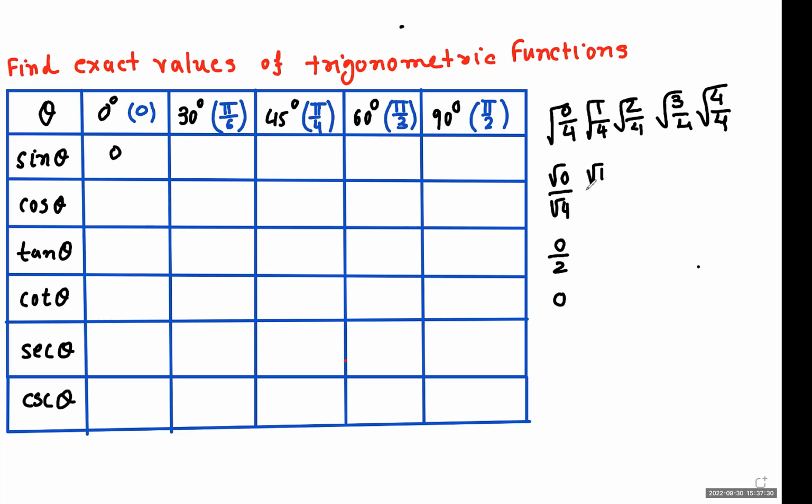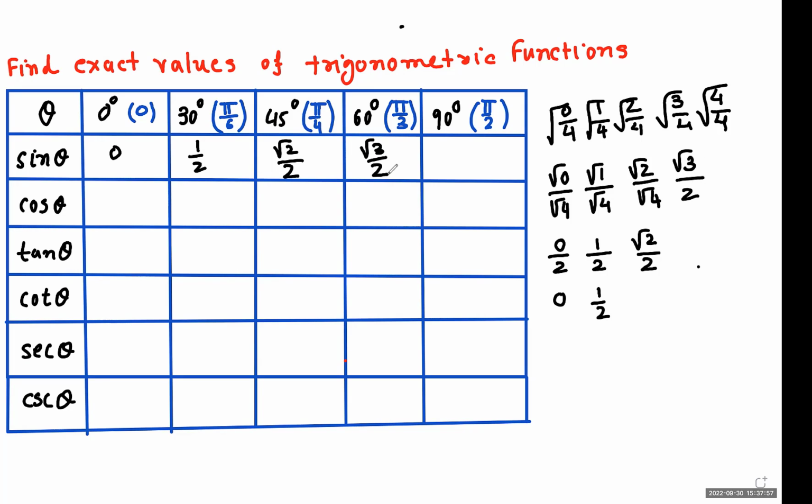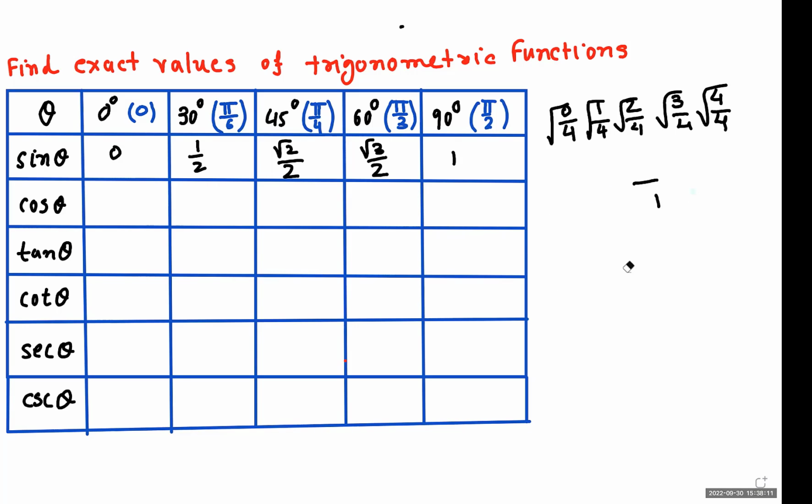Next one, square root of 1 over square root of 4, which is 1 over 2. So that value is 1/2, goes here. Next one, square root of 2 over square root of 4, which is square root of 2 over 2. That value goes here. Next value, square root of 3 over 2, which is the value for sine 60 degrees. And last one, 4 over 4 is just 1. Square root of 1 is 1. So that value will go here. So we found sine 0 degrees, 30 degrees, 45 degrees, 60 degrees, and 90 degrees using this technique.